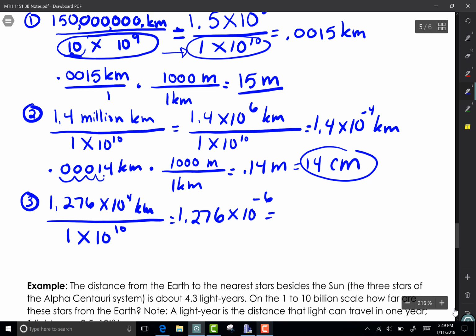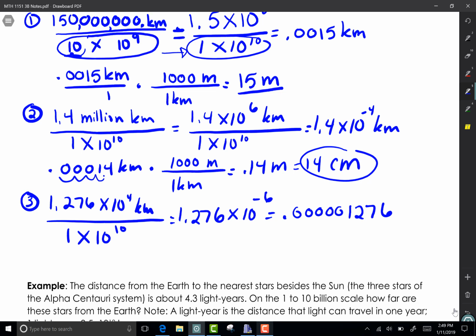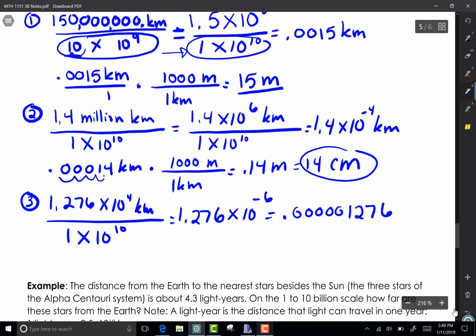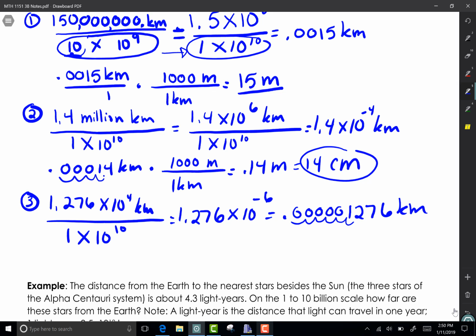That's equal to 0.000001276, because I'm taking my decimal place and I'm moving it over 6 places. 1, 2, 3, 4, 5, 6, and that's in kilometers. So that's really hard to visualize something in kilometers that small. So let's try changing it into centimeters. We'll change it to meters and then into centimeters and see what we have.